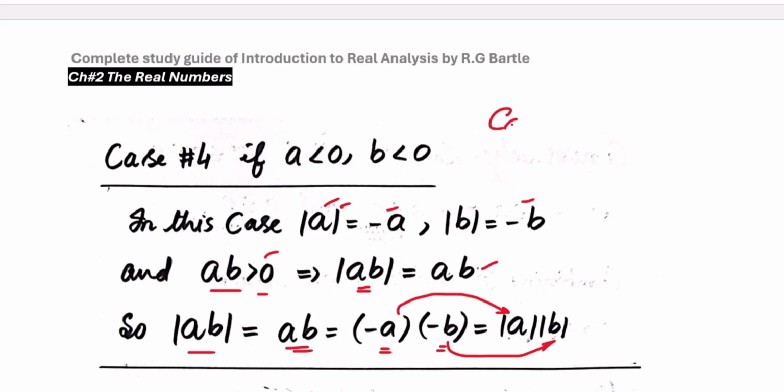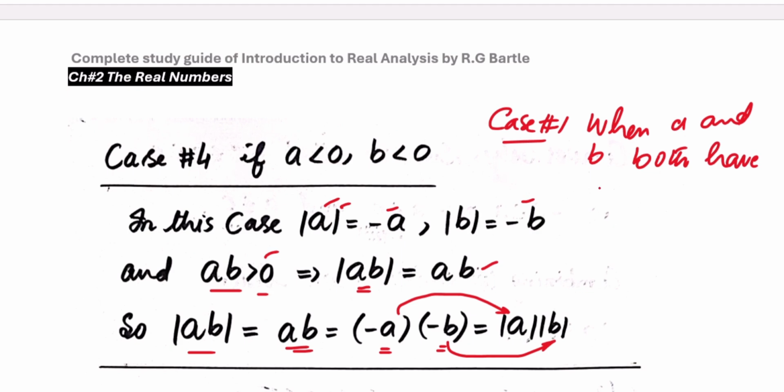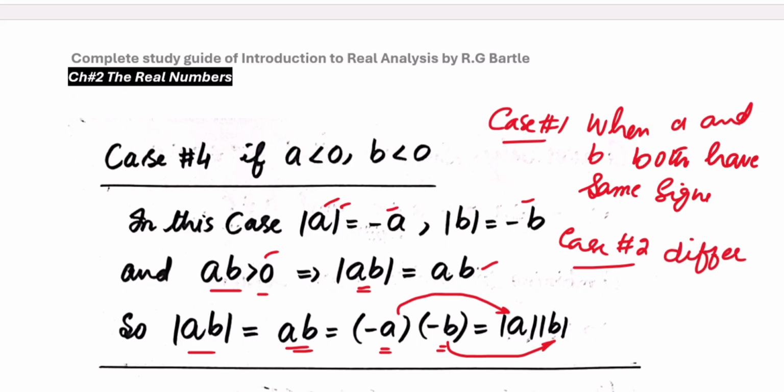Case number one, when A and B both have the same sign. And the other case, case number two, when A and B have different signs. So rather than discussing these four cases, you can discuss just these two cases. These are different cases.